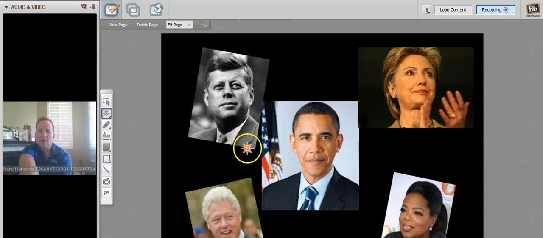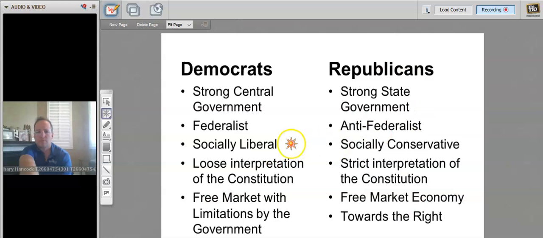Some prominent members of the Democratic Party are John F. Kennedy, President Barack Obama, Hillary Clinton, Bill Clinton, and Oprah Winfrey. So here are some things that the Democrats and the Republicans lean towards, but I won't go way into that because we already talked about it.